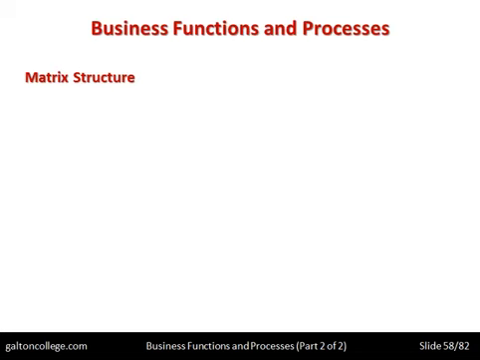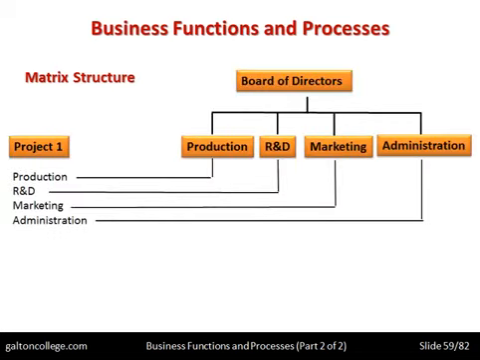We also have a matrix structure. So here we have the board of directors, and underneath we have production, research and development, marketing, administration, and so on. We may have many more functions. Just keeping it simple, we've got 4 here. And this is for project 1, you'll note. So under project 1 we have production, research and development, marketing, and administration, which conforms to the 4 boxes under the board of directors. That's for project 1.